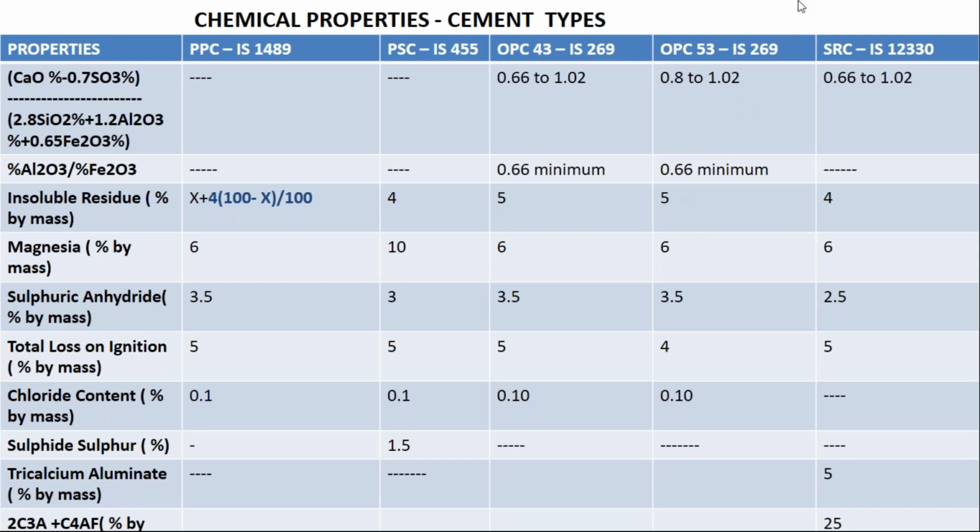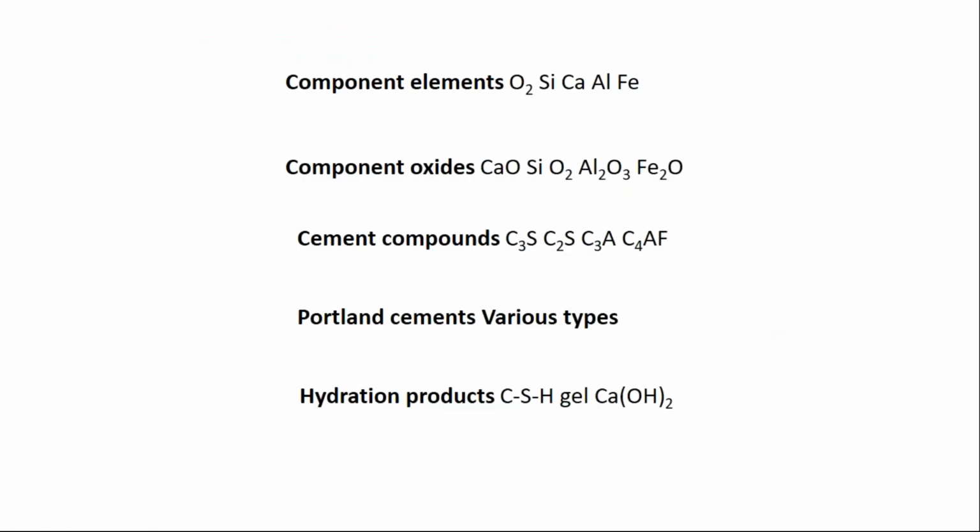So we thought that a relook into the specification of cement helps. So it has to be looked at from that way. These are some of the parameters you could see. Of course, if you look at the cement manufacturing process broadly, this is how it happens. The component elements, as all of us know, from the elemental level, are oxygen, silicon, calcium, aluminum, and iron, and the oxides: calcium oxide, silica, alumina, and iron oxide. Then the compounds are formed, whether it is tricalcium silicate, dicalcium silicate, tricalcium aluminate, or tetracalcium aluminoferrite. Then you have the Portland cement of various types, 43, 53 grade. The hydration products are CSH gel and calcium hydroxide.